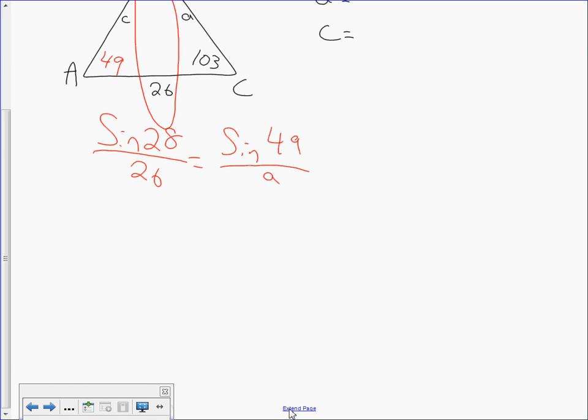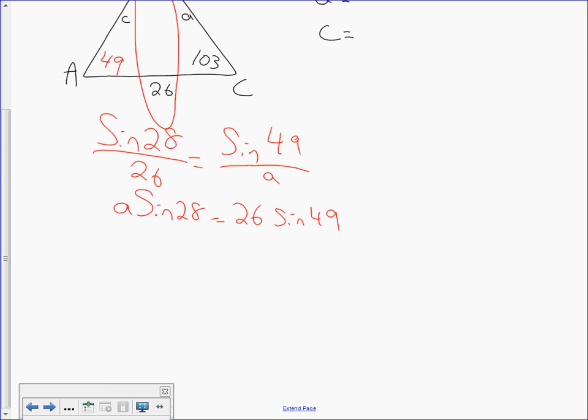From here, whenever you have fraction equal fraction, what do you do? Yeah, good. So you cross multiply out and just write everything out. Don't try and shortcut it. You have A sine 28 is 26 sine of 49. Now remember, sine of 28, sine of 49, those are just numerical values. I don't care what they are. They're just some number. I'm going to figure out what the whole value is later. Let the calculator do all the work.